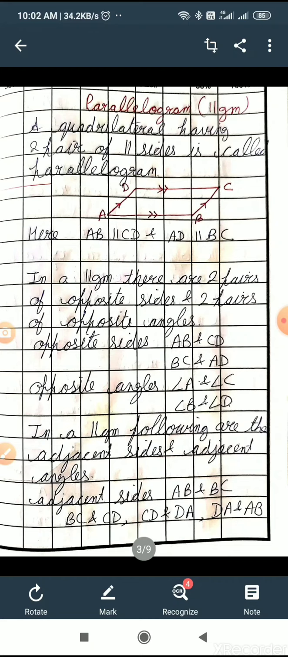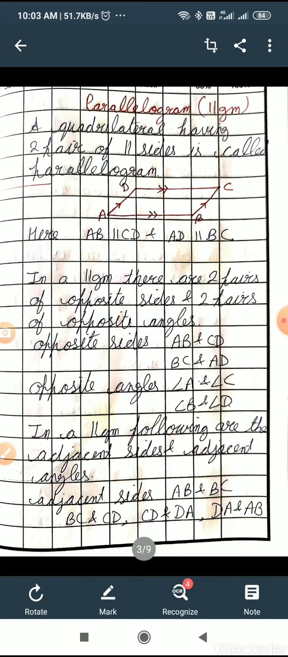So what is the basic figure? A quadrilateral having two pairs of parallel sides is called a parallelogram. Unlike the trapezium and kite, this figure will have two pairs of parallel lines, and you can understand by the symbol of arrows, as I have put in the figure, that AB is parallel to CD and AD is parallel to BC. So the first property required is that it should have two pairs of parallel lines.